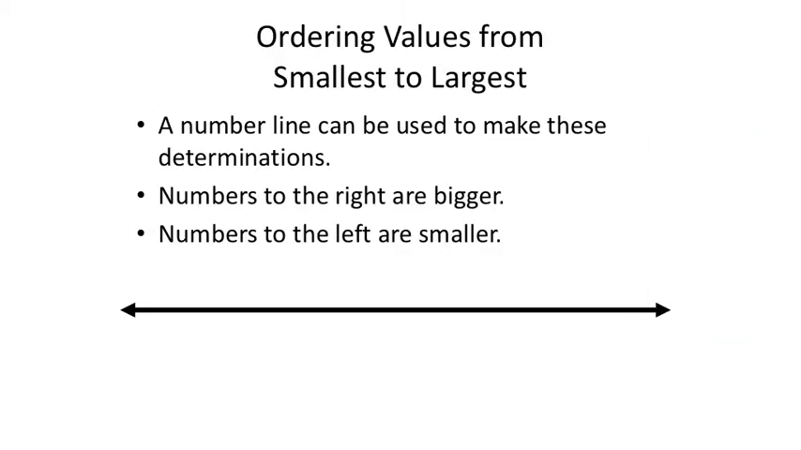So ordering values from smallest to largest, the number line, again, we've seen this, the number line can be used to make these determinations. Just remember, numbers that are to the right on the number line are bigger, no matter how you may think they are. It's all based on where they are located on the number line. And yes, it's crucial to remember that 0 is right in the middle, positive numbers are to the right, and negative numbers are to the left, as long as you're using a horizontal number line. Of course, you're still welcome to use a vertical one, but we're going to be using a horizontal.